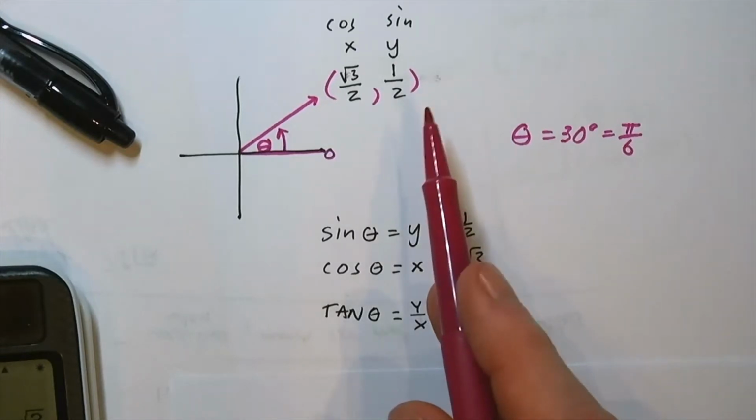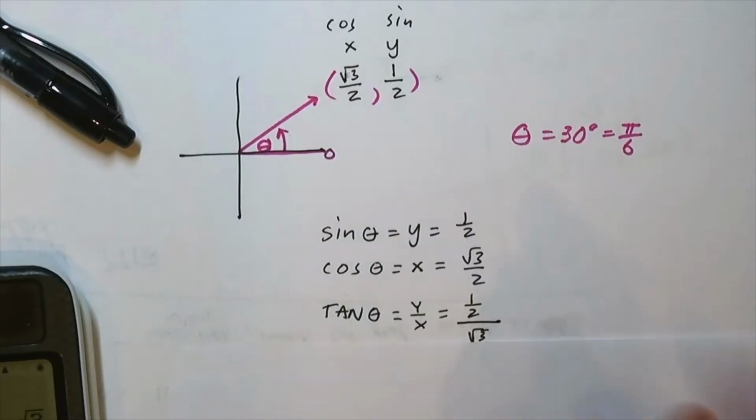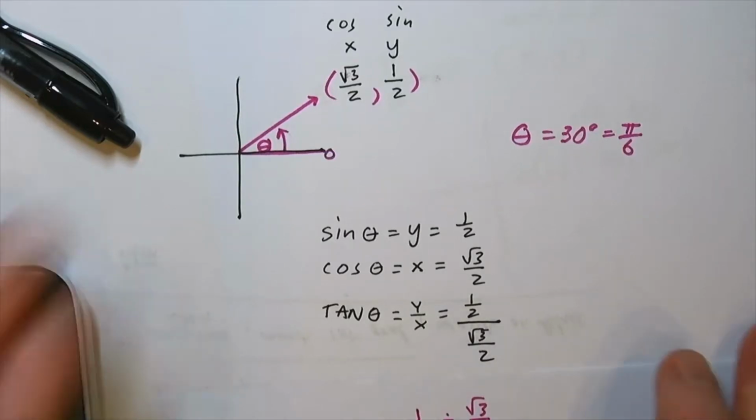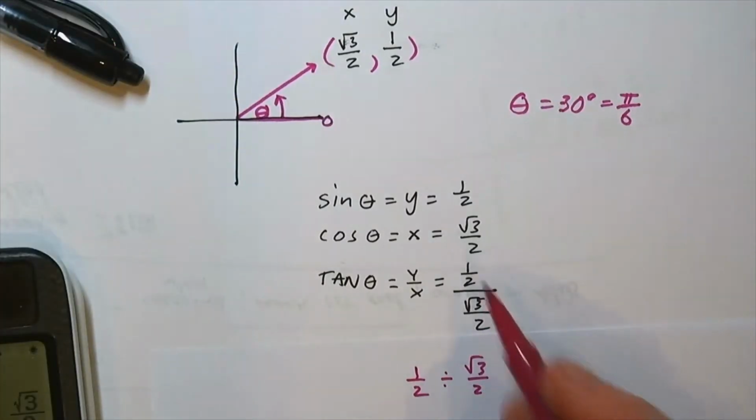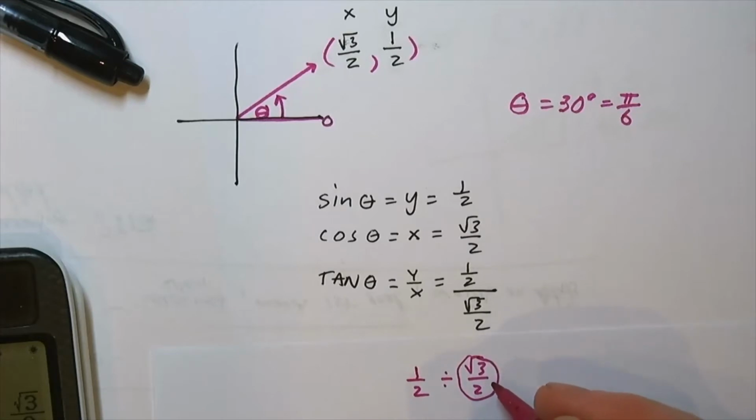Make sure I got them in the right order. 1/2, radical 3 over 2. Don't put them upside down, 1 over 2. So 1/2, let me write it like this, divided by radical 3 over 2. This will get a little faster in a moment. 1/2 divided by that. Remember how to divide fractions? What do you do to the second fraction? Oh yeah, you flip it over, don't you?